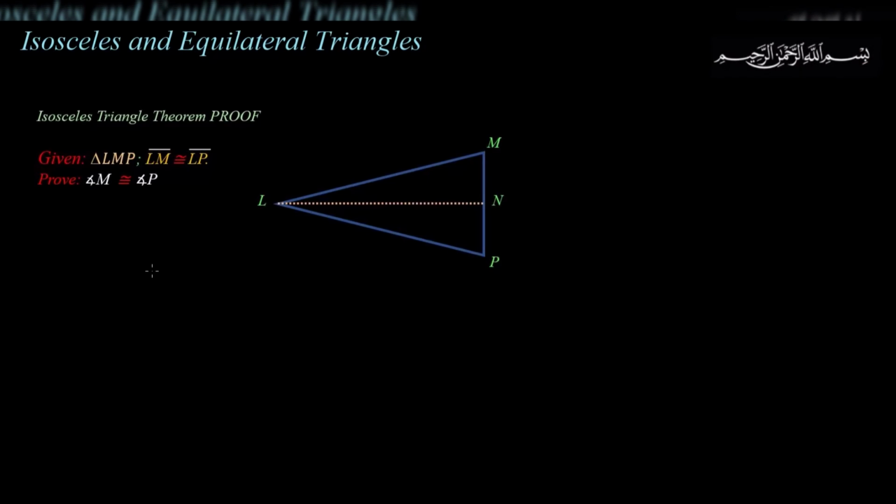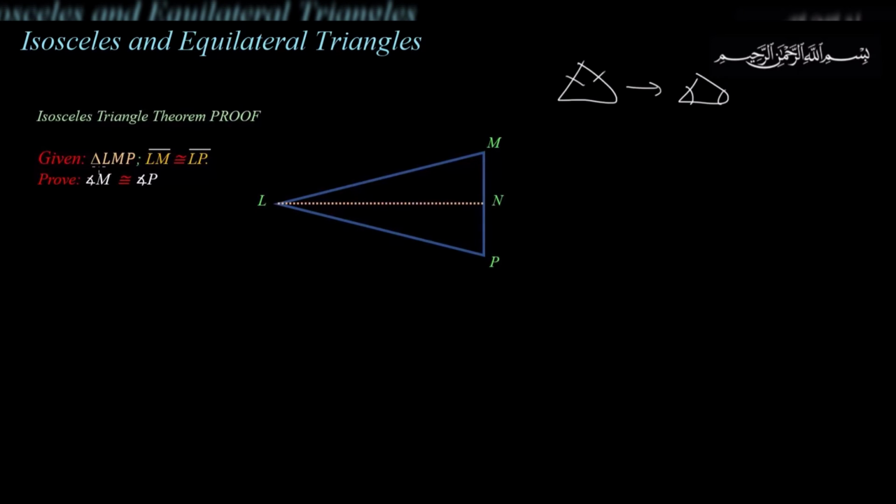Well, what's the proof for this isosceles triangle theorem? How do we know? The isosceles triangle theorem says if two sides of a triangle are congruent, then the two angles opposite of them are congruent. How do we prove that? It's a theorem, so we should be able to prove it, right? So here's a question that gives us an opportunity to do that.